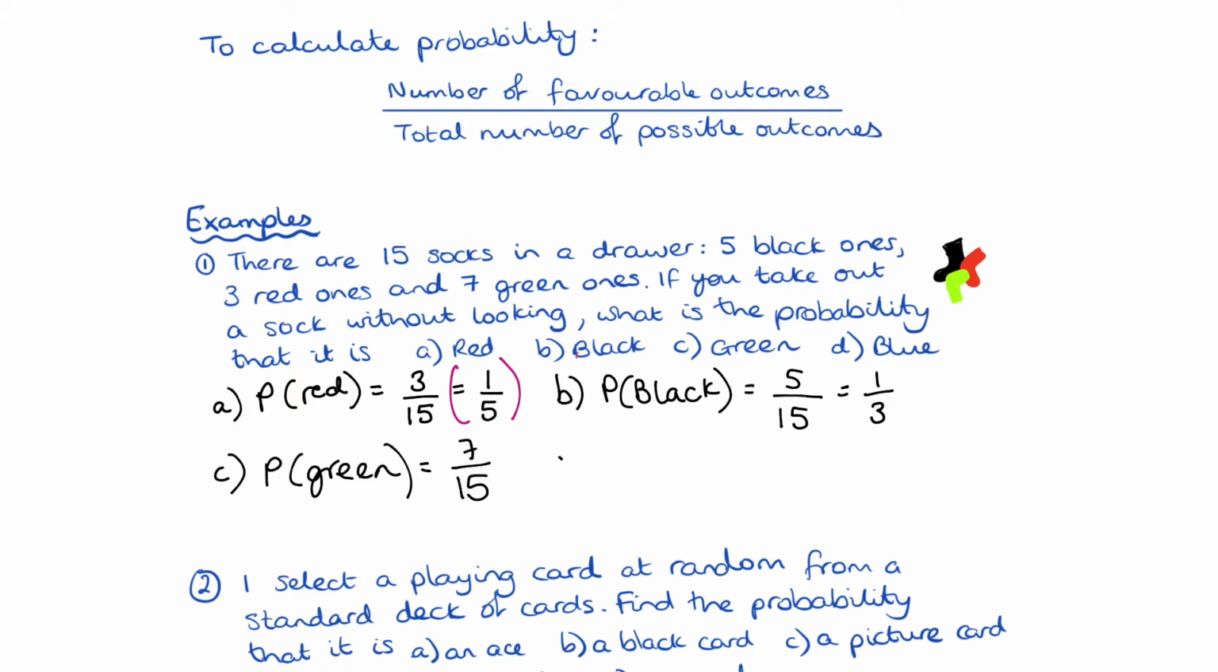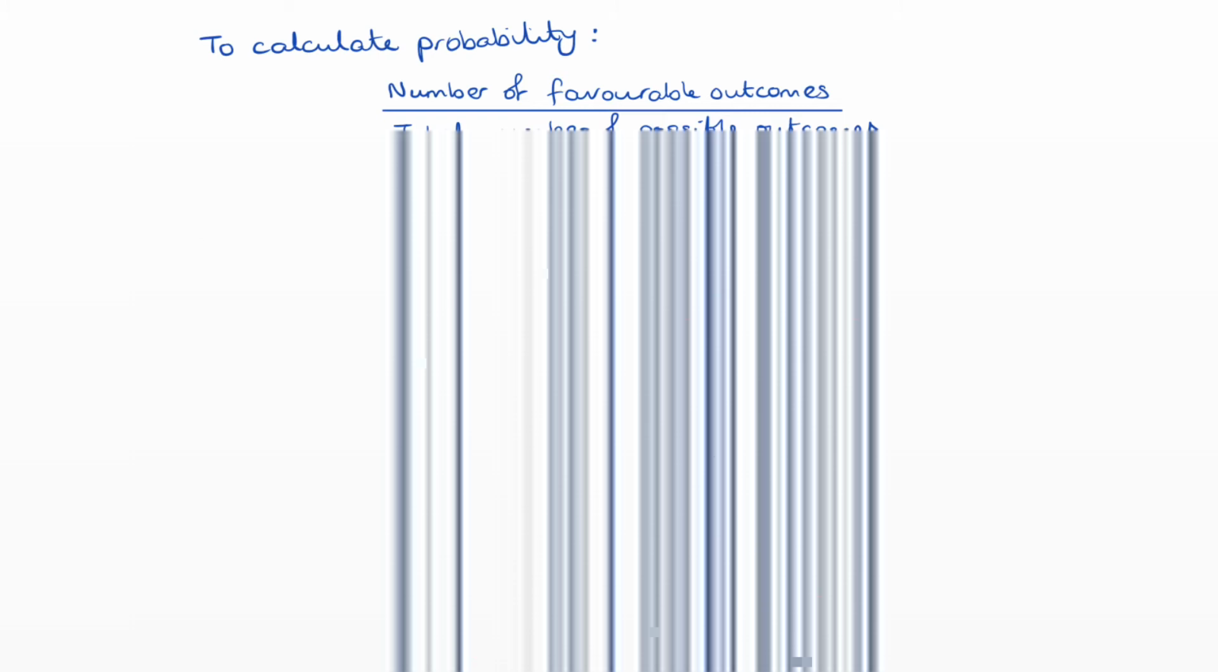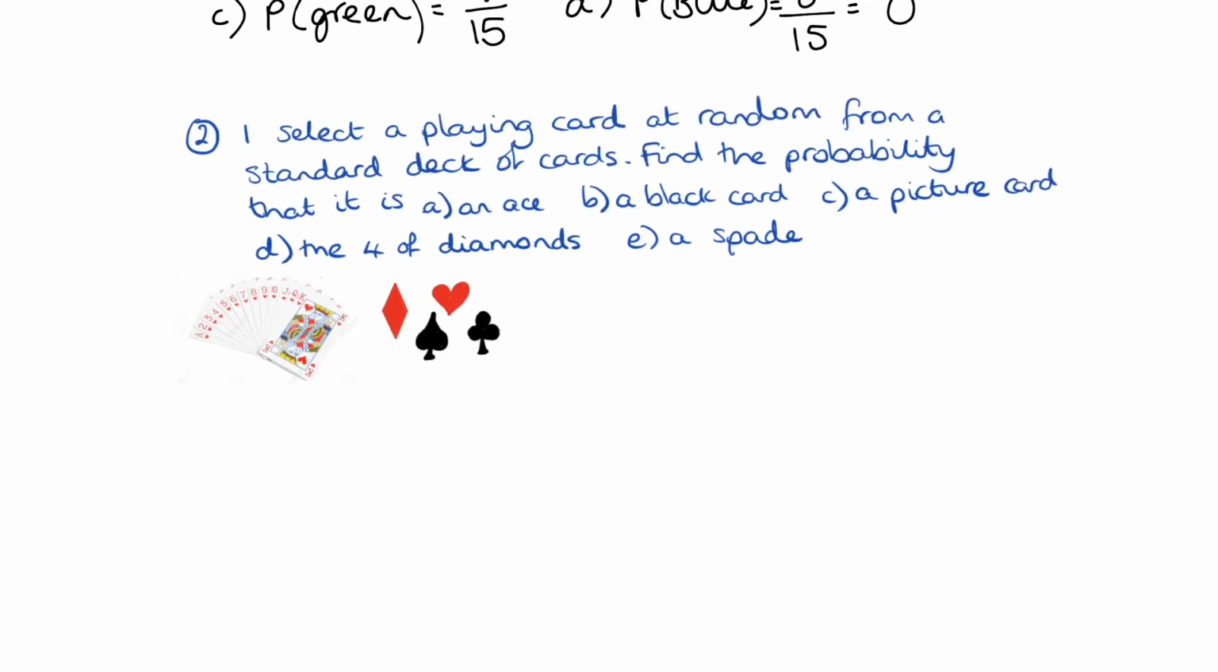Okay, and then last one, D, probability of getting a blue sock. Well, there are still 15 socks in the drawer. There are no blue ones. So the probability of picking a blue one out is none out of 15, which is just 0. And remember, that's impossible. We can't pick a blue sock out of a drawer if there are no blue socks in the drawer. Okay? Right, moving on to the next question.